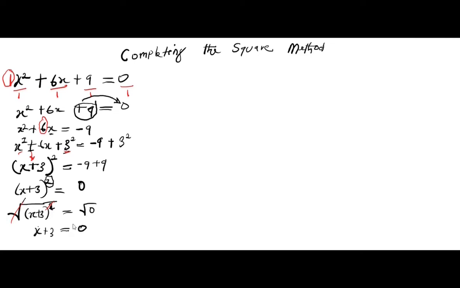We have 0. So x plus 3 equals 0 and x equals, when this positive 3 crosses the equality sign, it will change to negative 3. So we have x equals negative 3 twice.